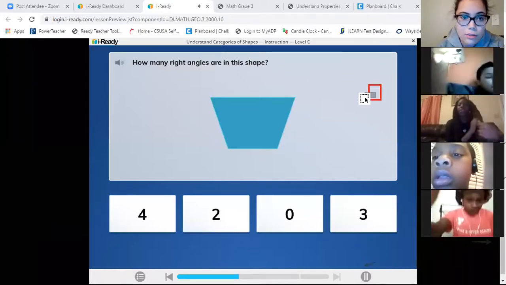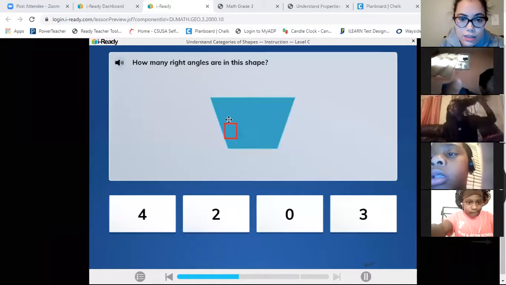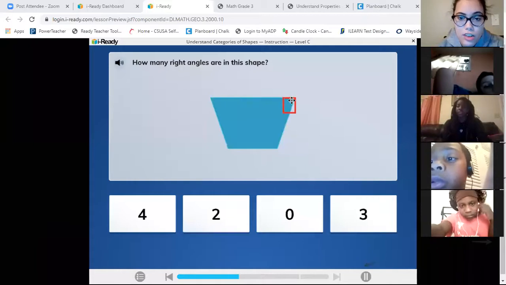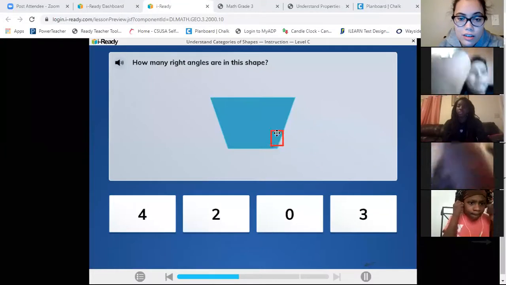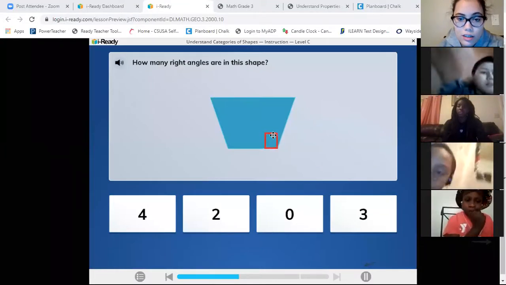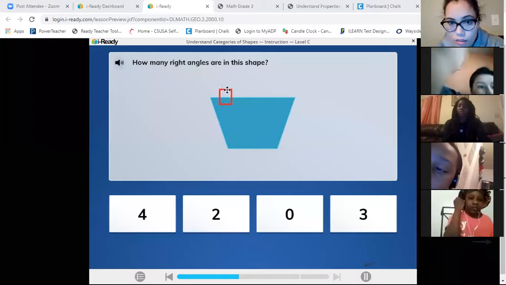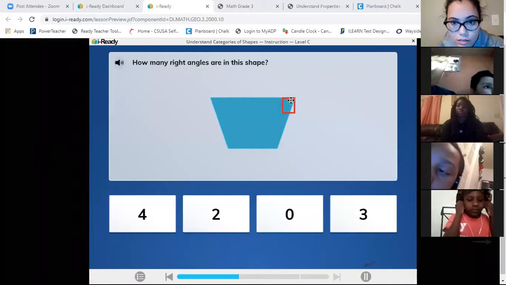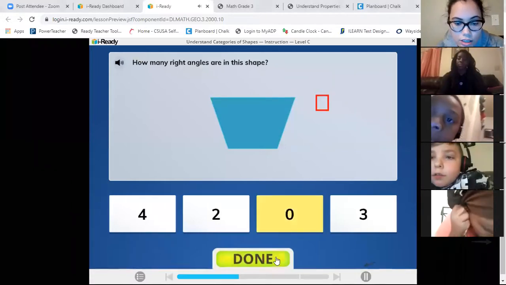What about this one? I'm showing you what should be going on in your brain with an imaginary square. So how many are in this one? There are 0. Let's try. You got it.